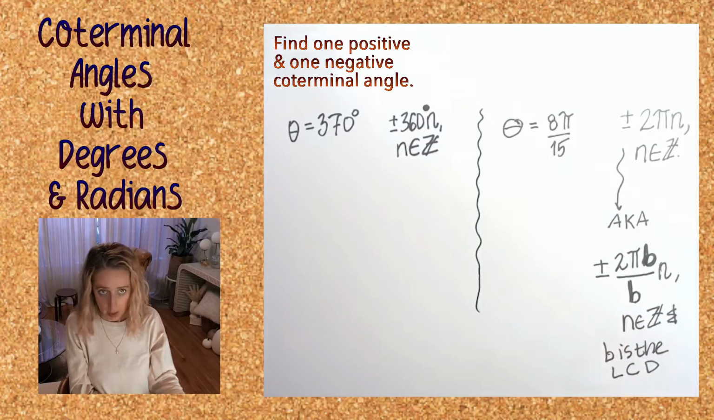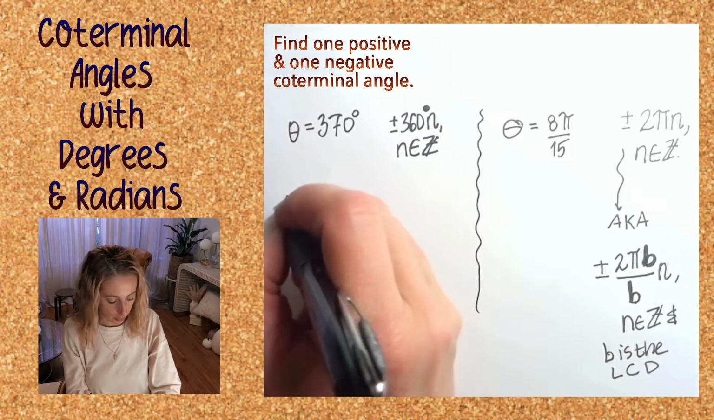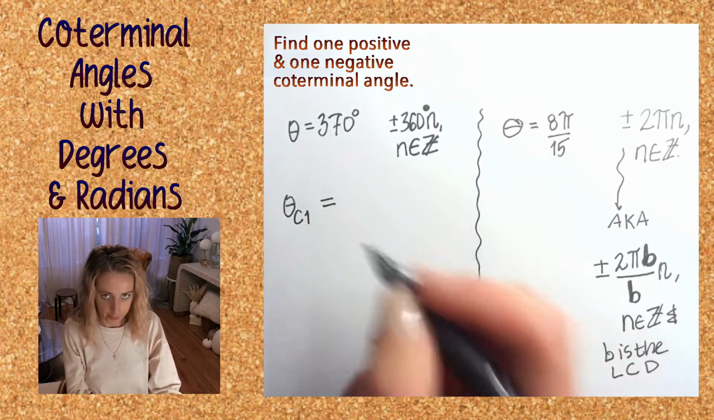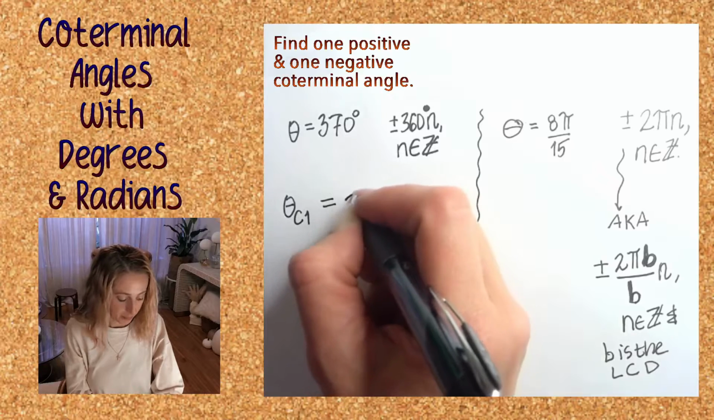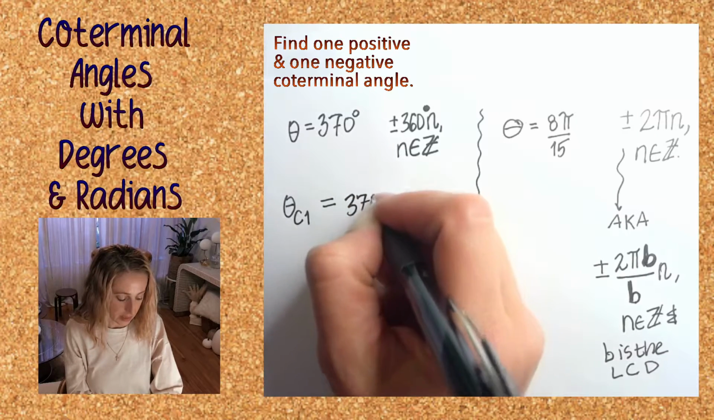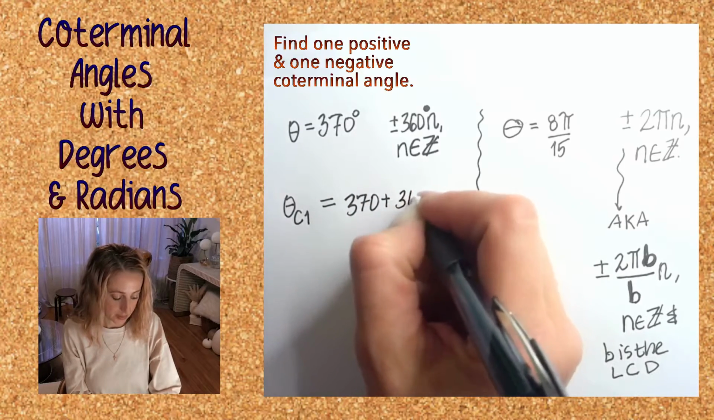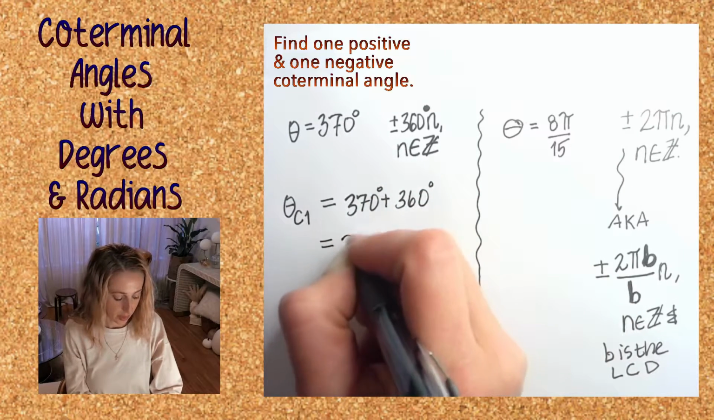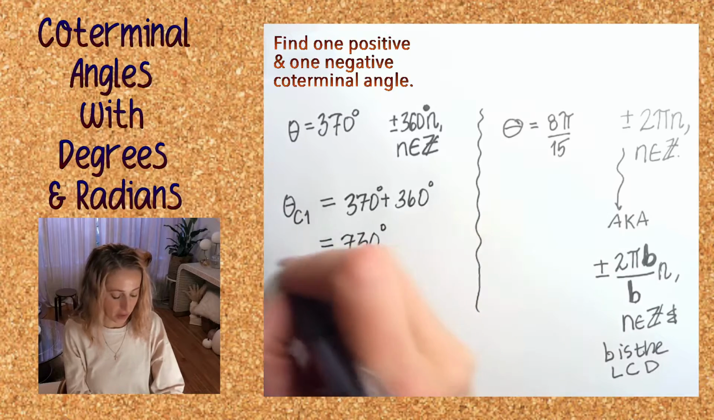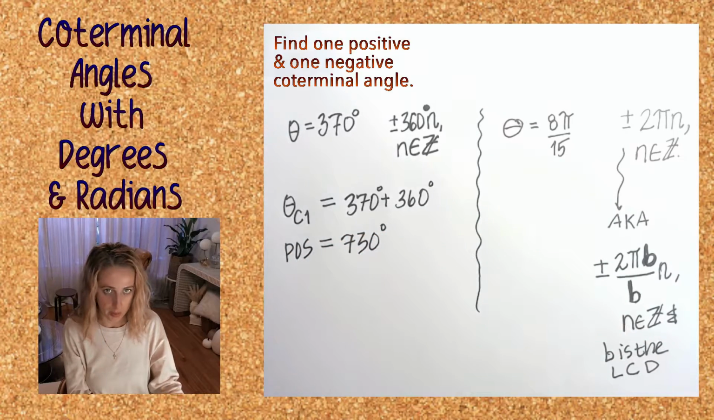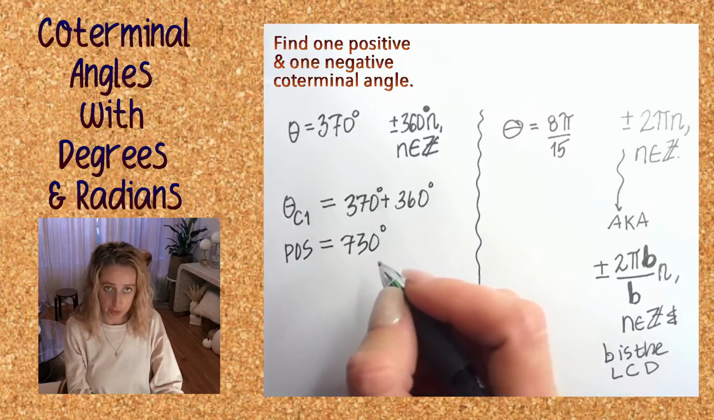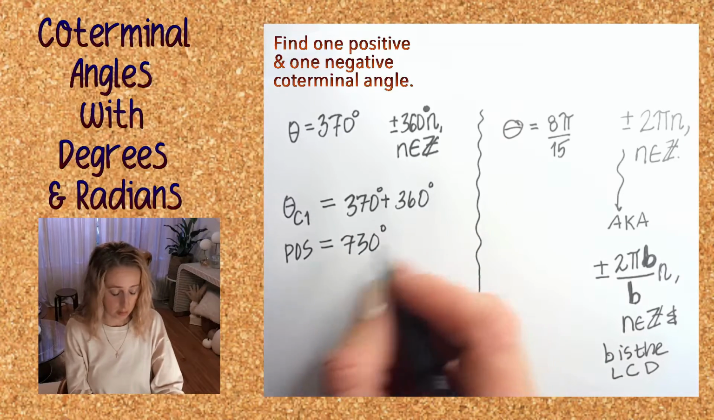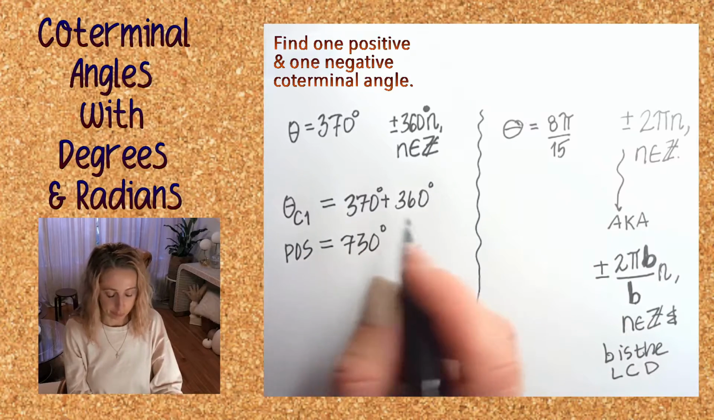So let's get started. One of the coterminal angles, also call it C1, whatever you want to call it. If I did 370 plus 360, I want to get a positive. That gets you 730 degrees. And that would be fine. You want to call it positive, fine. That's true, there's a positive coterminal angle. You could add 360 again, so 1090, whatever. But we're good.